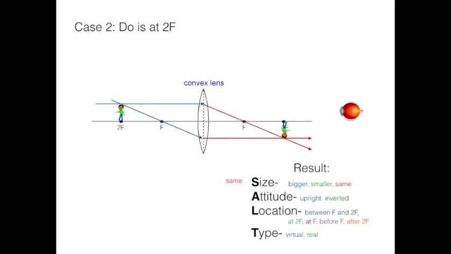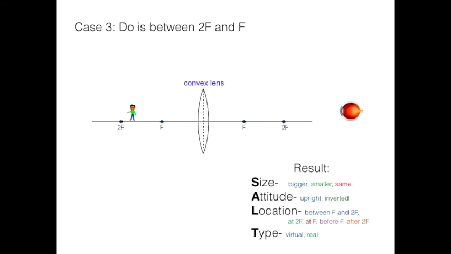It is a same size image. Still an inverted image, located exactly at twice the focal point on the other side, or at 2f, and a real type of image.